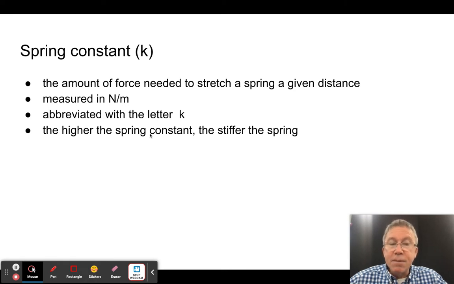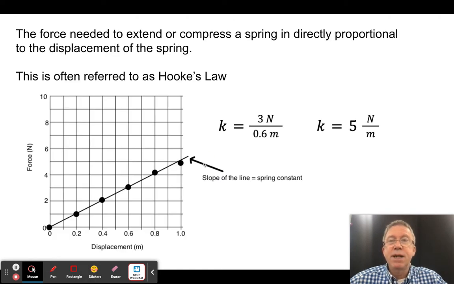And it's worth noting that the bigger the value is for k, the stiffer the spring is. And just so you know, values for k typically are in the hundreds to thousands of newtons per meter in most of the springs we'll look at. Now, this is a graph that you should familiarize yourself with, because it will probably be represented on your AP test. They like to use this.